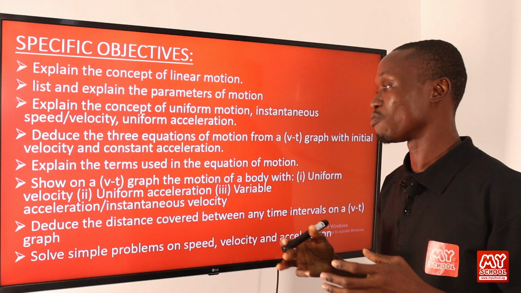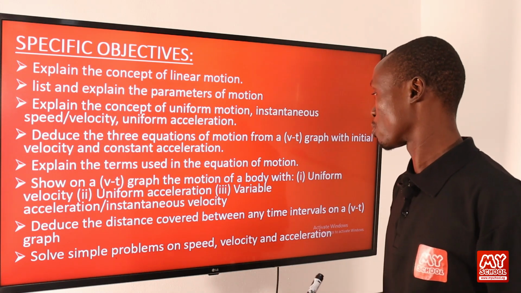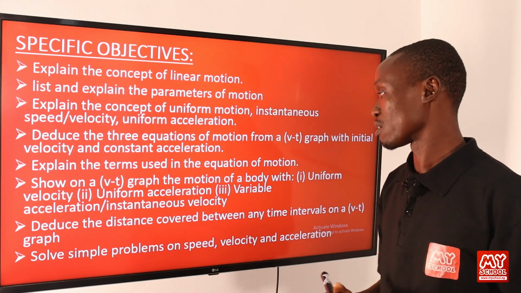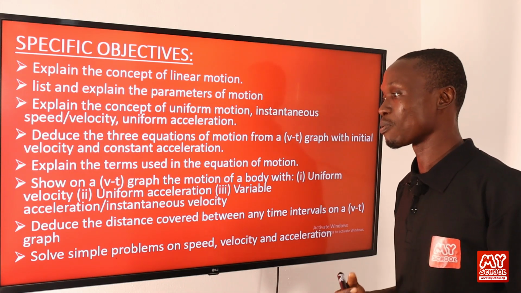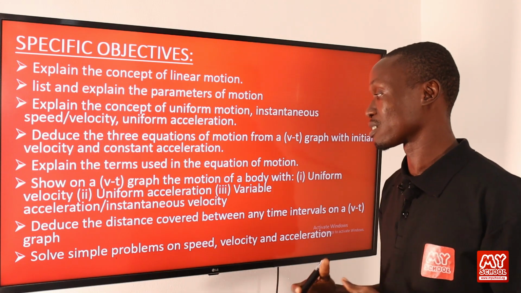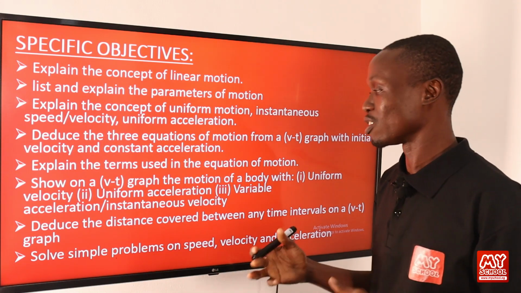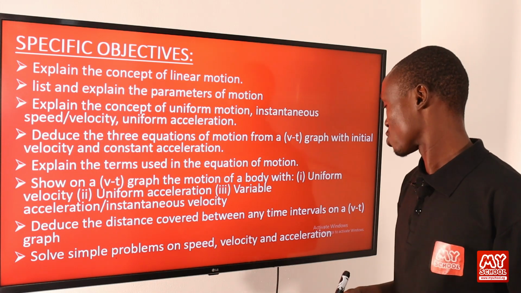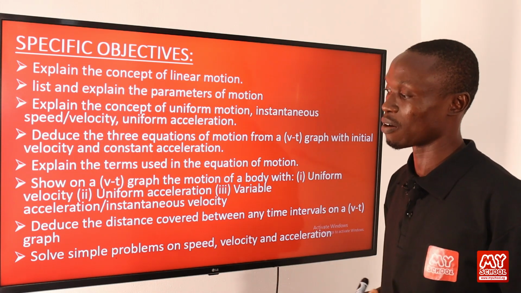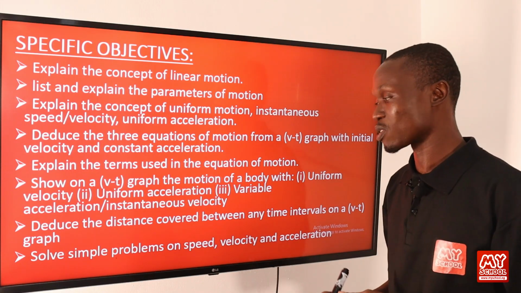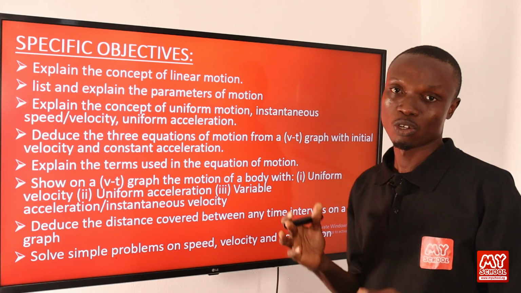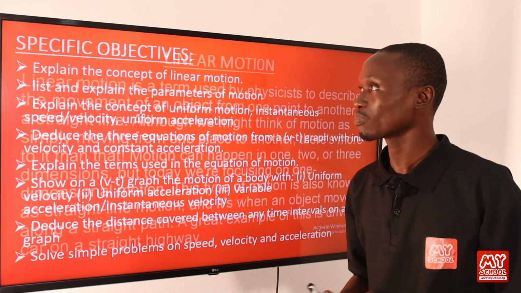Show on a velocity time graph the motion of a body with 1. Uniform velocity, 2. Uniform acceleration, and 3. Variable acceleration/instantaneous velocity. Deduce the distance covered between any time intervals on a velocity time graph. The last but not the least, solve simple problems on speed, velocity, and acceleration. So let's dive into it.